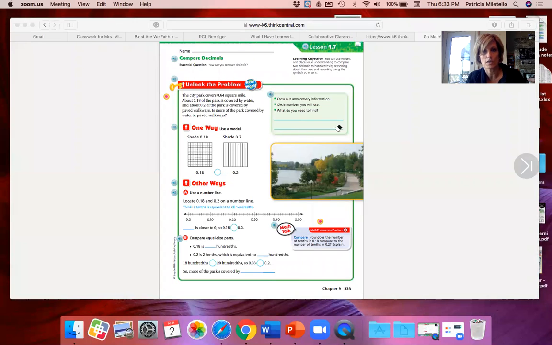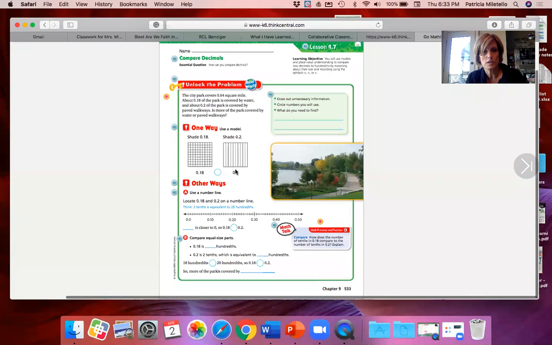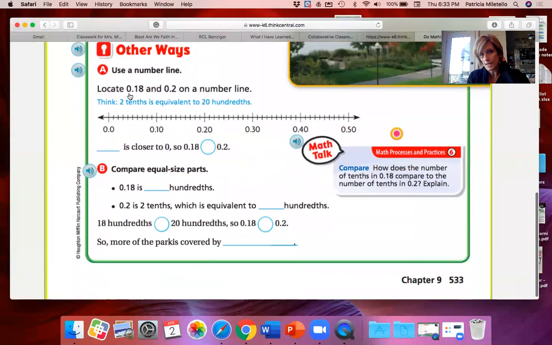Eraser. There, good, it went away. Now, in other ways, so that's one way to do it. Another way to do it would be to use a number line. So we can locate 18/100ths and 2/10 on a number line.